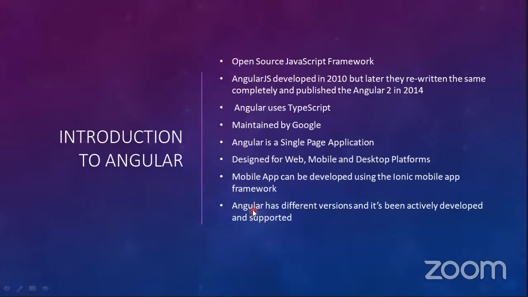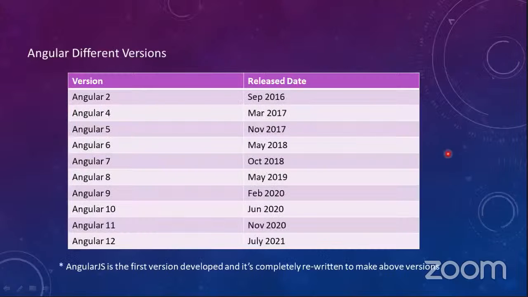And Angular, as I said, has different versions, and it is updated regularly. Every year you can see two new versions coming up. So let's talk about the different versions of Angular. So these are the different versions of Angular.